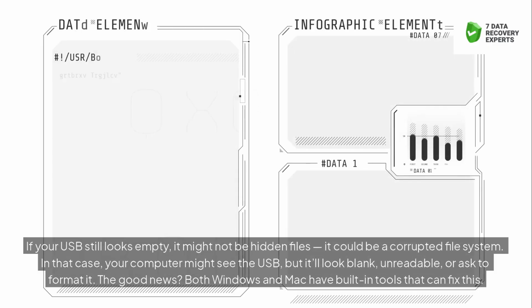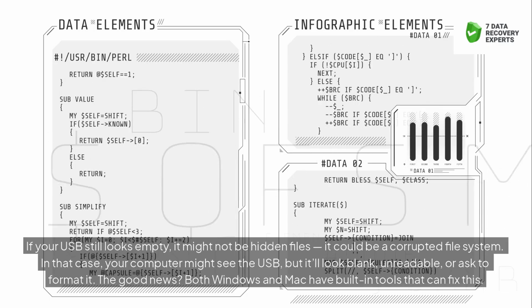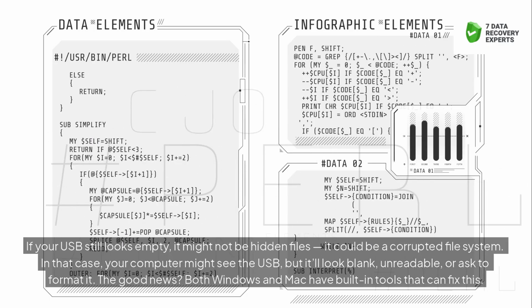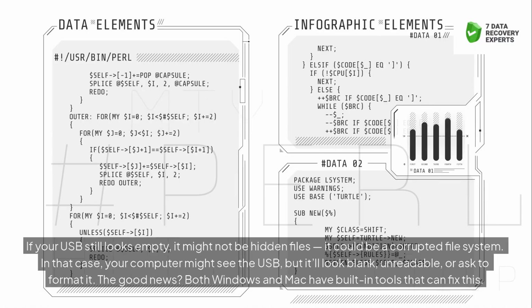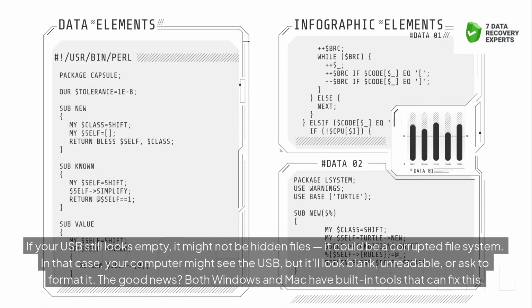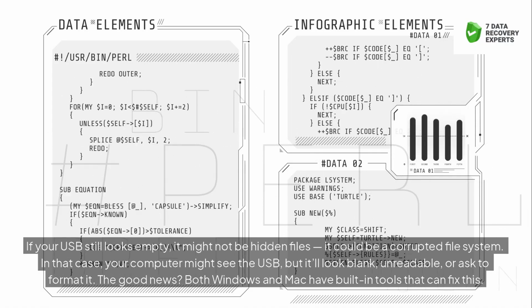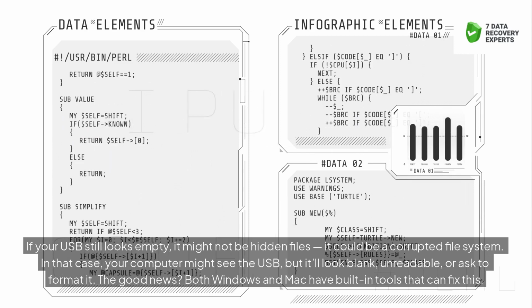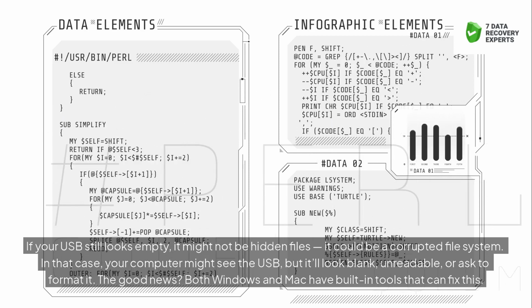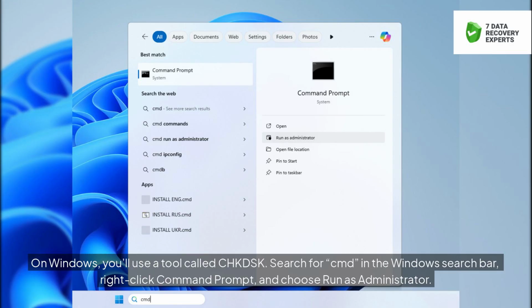If your USB still looks empty, it might not be hidden files, it could be a corrupted file system. In that case, your computer might see the USB, but it'll look blank, unreadable, or ask to format it. The good news? Both Windows and Mac have built-in tools that can fix this. On Windows, you'll use a tool called chkdsk. Search for CMD in the Windows search bar, right-click Command Prompt, and choose Run as Administrator.